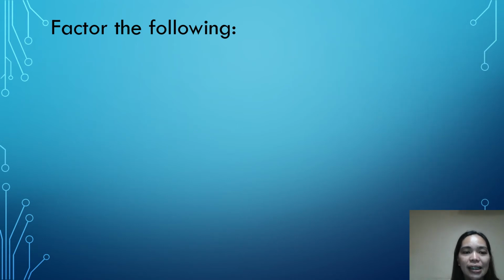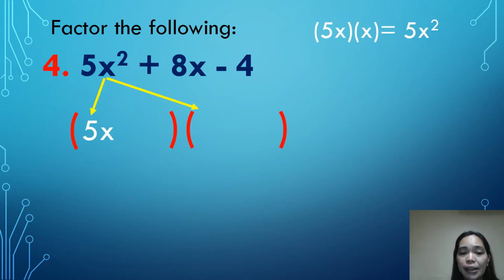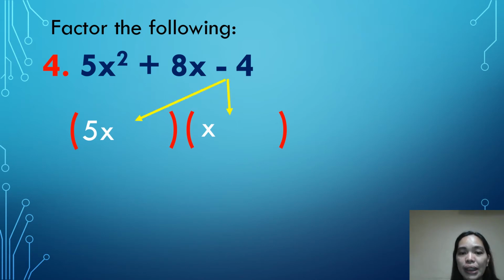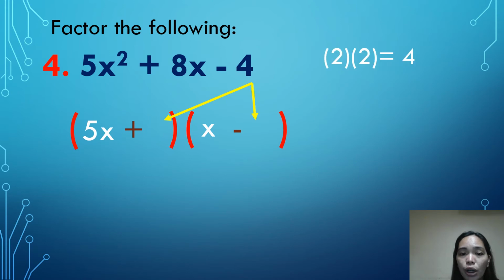Next is example number 4. What are the factors of 5x squared? We have 5x and x. Let us try this. And since the last term is negative, we are looking for unlike signs. So it's either positive times negative or negative times positive. So let us try positive times negative. And what are the factors of 4? We have 2 times 2. Let us try 2 times 2.